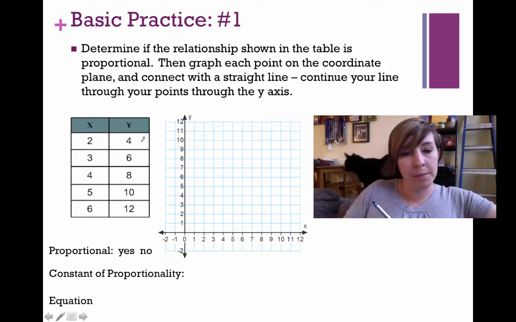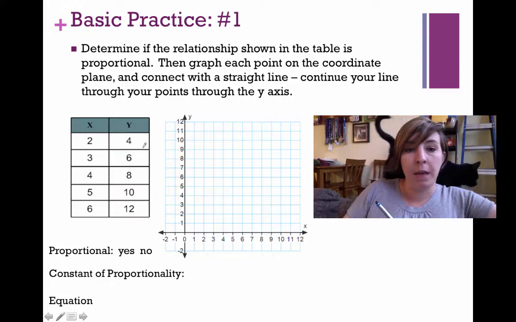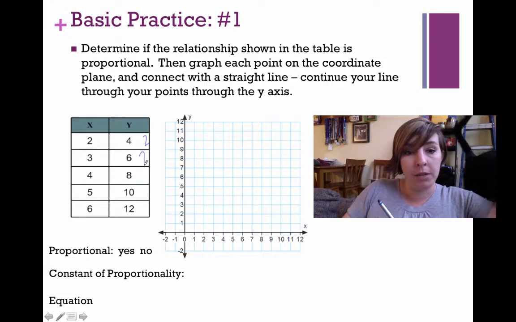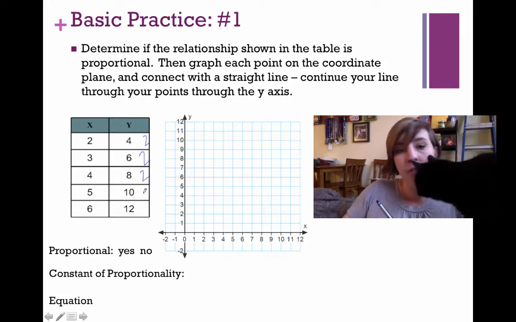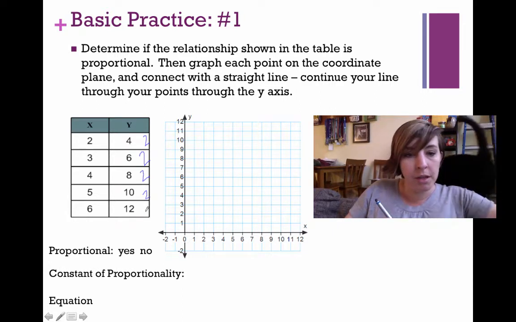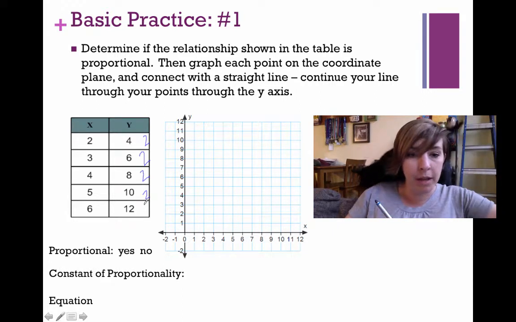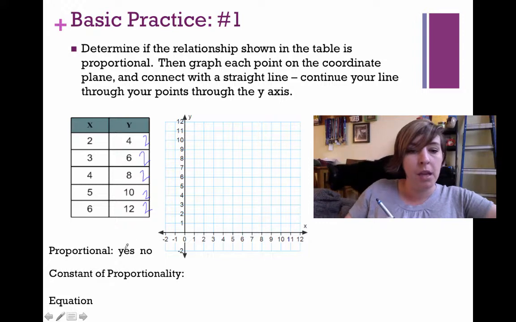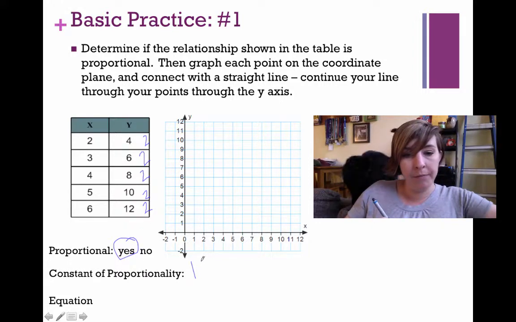To find out if something is proportional, we divide y divided by x and see if each answer is the same, if we have that constant of proportionality. So 4 divided by 2 is 2. 6 divided by 3 is 2. 8 divided by 4 is 2. 10 divided by 5 is, of course, 2. And 12 divided by 6 is 2. Is this proportional? Yes.